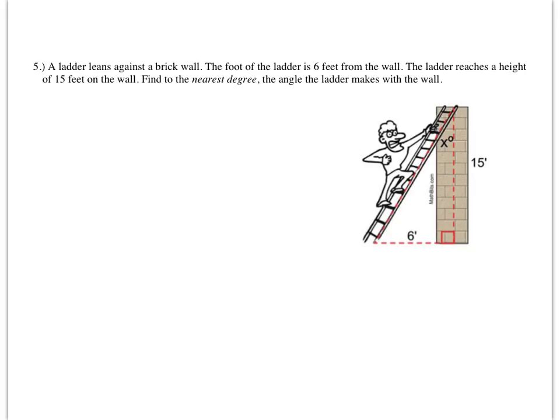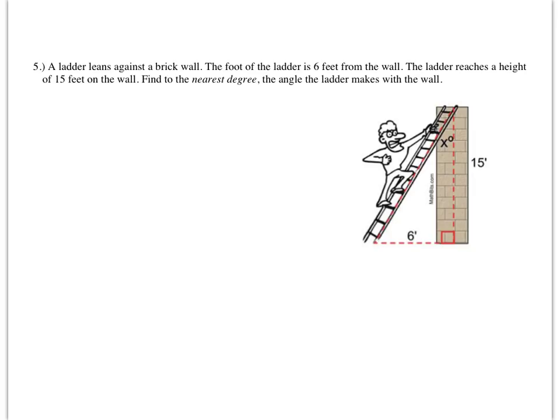All right, our last question. So here we have a sort of application problem of thinking about a ladder again. We have a ladder leaning against a brick wall. The foot of the ladder is 6 feet away from the wall, and the ladder reaches a height of 15 feet on the wall. And the question is asking us to find, to the nearest degree, the angle that the ladder is making with the wall.